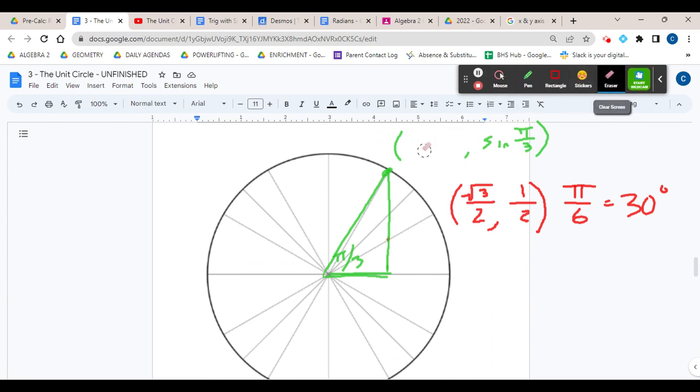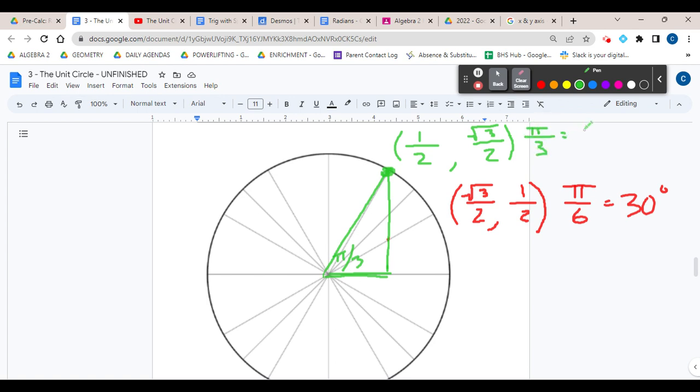Okay. So the cosine, which is the x value here, is going to be 1/2. And the y value is going to be the square root of 3 over 2. Okay, that's going to be at this point right here. All right. So that's when our angle is pi over 3 radians, which is equal to 60 degrees.